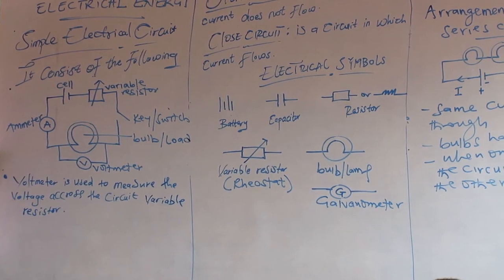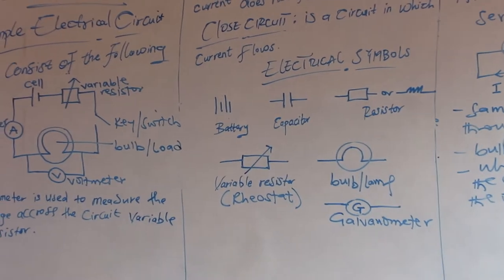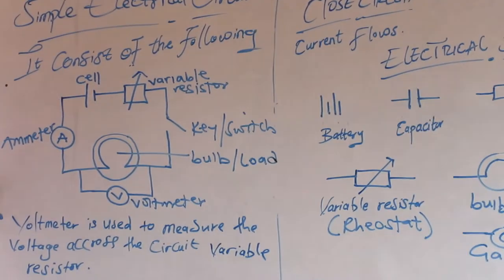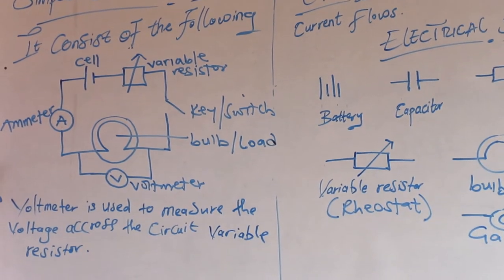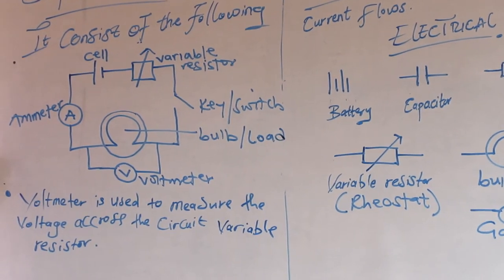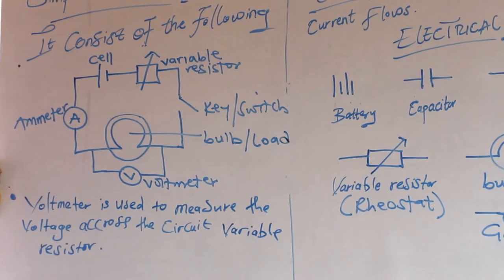Why do you call a bulb a load? It is a load in the sense that it is consuming the power, right? So the electricity is coming. What is consuming it? Which appliances are consuming the electricity? A bulb. So it is consuming it.